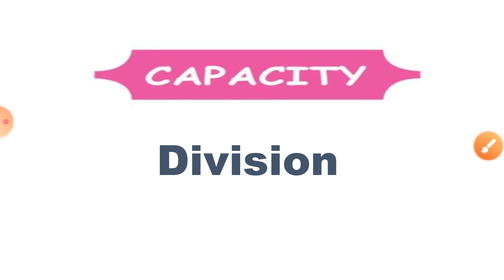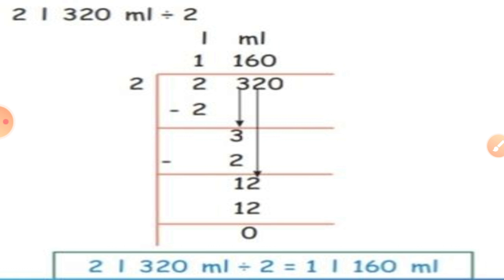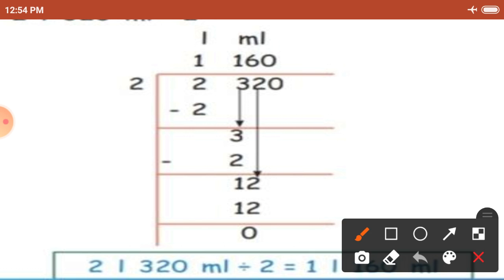Let's see division in capacity. First sum, 2 liter 320 milliliter divided by 2. Likewise multiplication, here also you have to write the units first. So what are the units here? Liter and milliliter. So liter will come here and after that you have to write milliliter. Next let's write the dividend here. So how to write the dividend? According to that unit only you have to write the dividend.